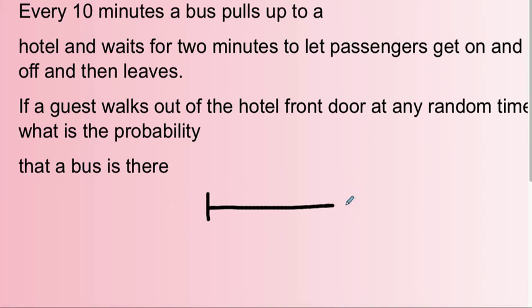So here we've got 10 minutes. I'm going to put it on a number line like that. So here's 0 and here's 10. So I know that my total possible outcomes that you could walk out the door, and there could be a bus there, would be between this 10-minute interval because the buses rotate every 10 minutes. So I know that my total possible outcomes is 10.